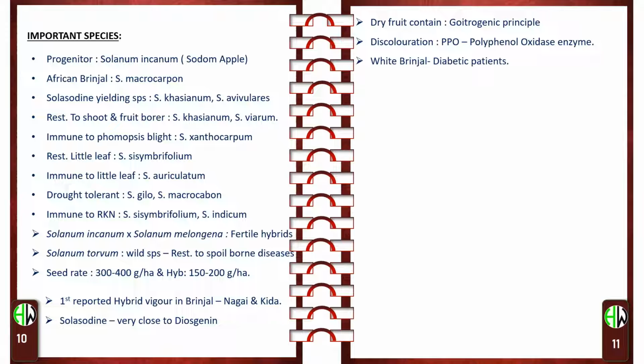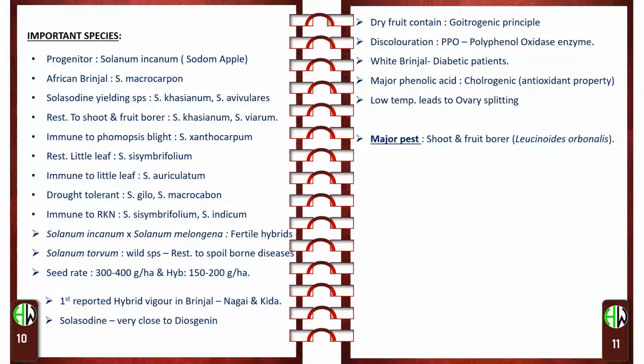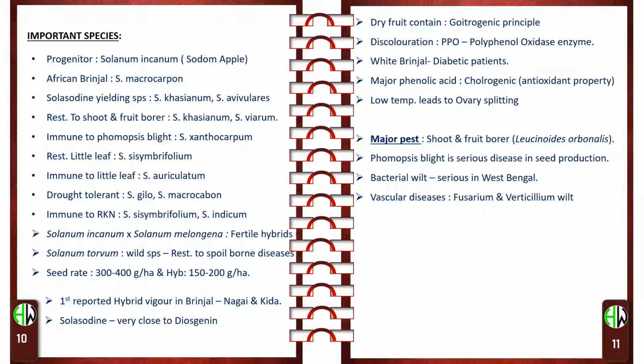White brinjal is useful for diabetic patients. Major phenolic acid is chlorogenic acid, which has antioxidant property. Low temperature leads to ovary splitting. Major pest is shoot and fruit borer. Phomopsis blight is a serious disease in seed production. Bacterial wilt is serious in West Bengal.